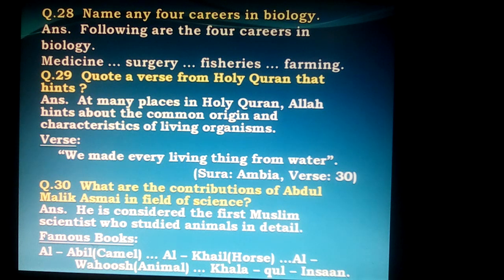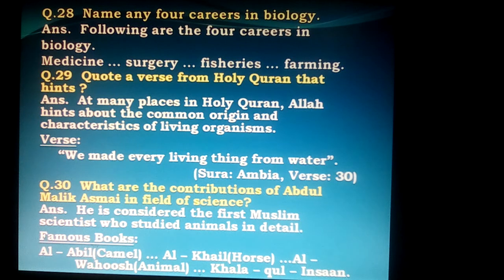Then quote a verse from the Holy Quran that hints at many places in the Holy Quran. Allah hints about the common origin and characteristics of living organisms. So Allah talks about the origin of mankind, the origin of living organisms and their characteristics. For origin, the verse that Allah has used in Surah Anbiya, verse number 30, He said, we made every living thing from water. When we were studying science and Quran, I explained all this.